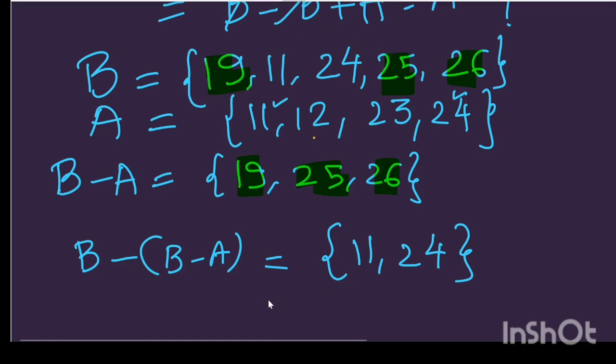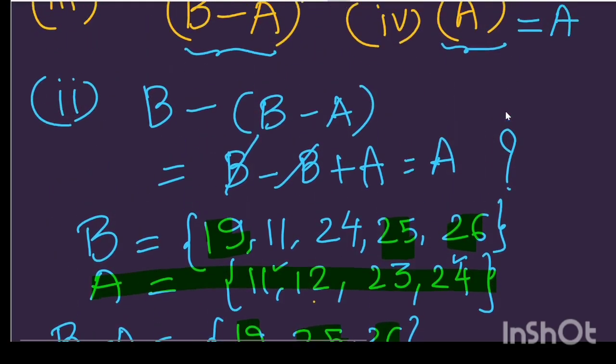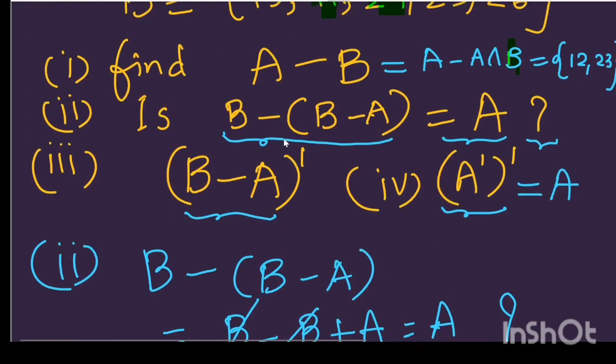So B minus A is clearly not equal to A, where A is this. So it is not equal to A. So the second part, is B minus A equal to A? The answer is, guys, no, it's not equal.